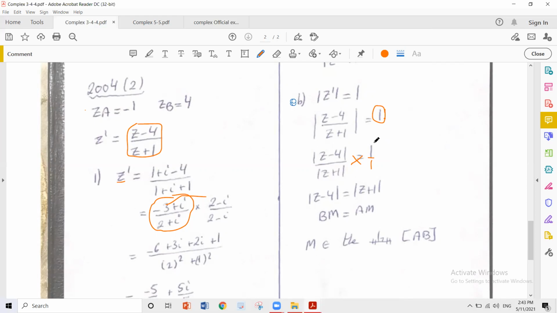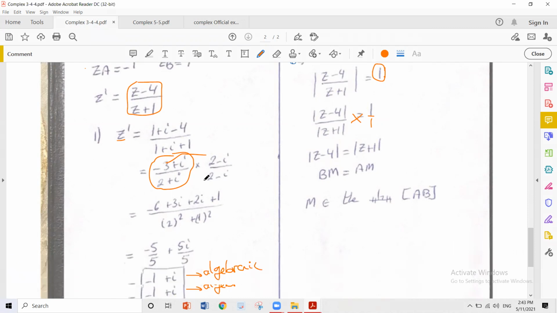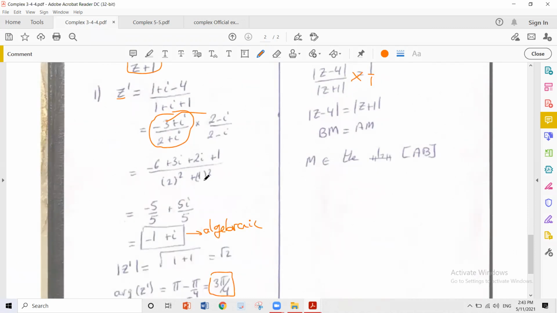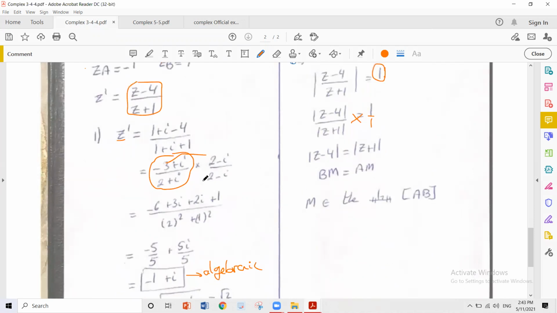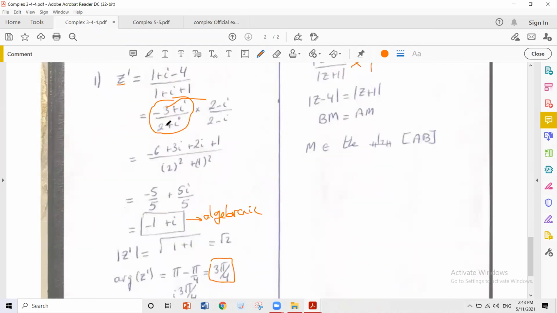Sir, but the modulus of z prime is radical 2? No, that is in the special case when z equals 1 plus I. Not always radical 2. If z equals 1 plus I, then the modulus of z prime is radical 2.